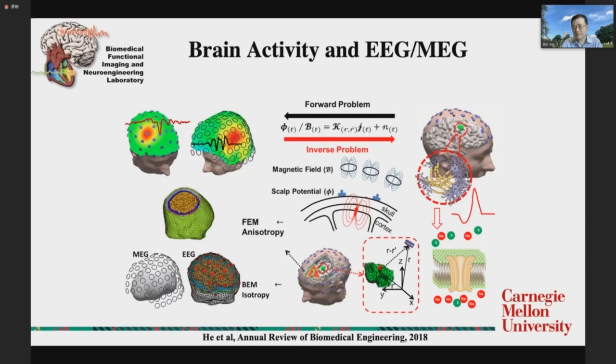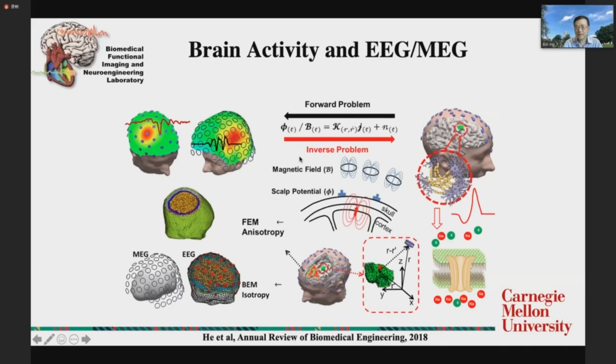This transmembrane current then flows, generating primary current flow inside the brain. Our brain itself is a passive volume conductor. So if you have a current driven by neuronal excitation, there will be current flow inside the brain, which is going to develop a potential difference. If you put an electrode over the scalp, that is the EEG. If you put the coil outside, that will be the MEG recording.